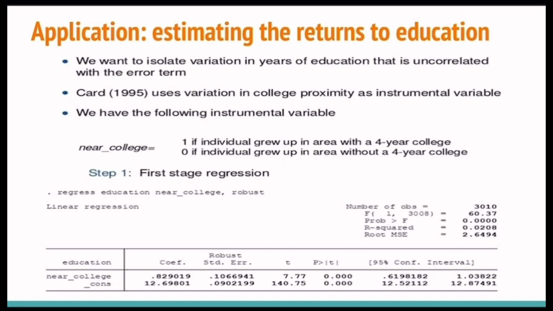Okay. And we also have the following instrumental variable. The instrumental variable used here is more or less categorical, in the sense that we call that near college. It is one if the individual grew up in an area with a 4-year college. We have some students who are living around the campus, and we have some students that actually come from out of state. You get what I mean?